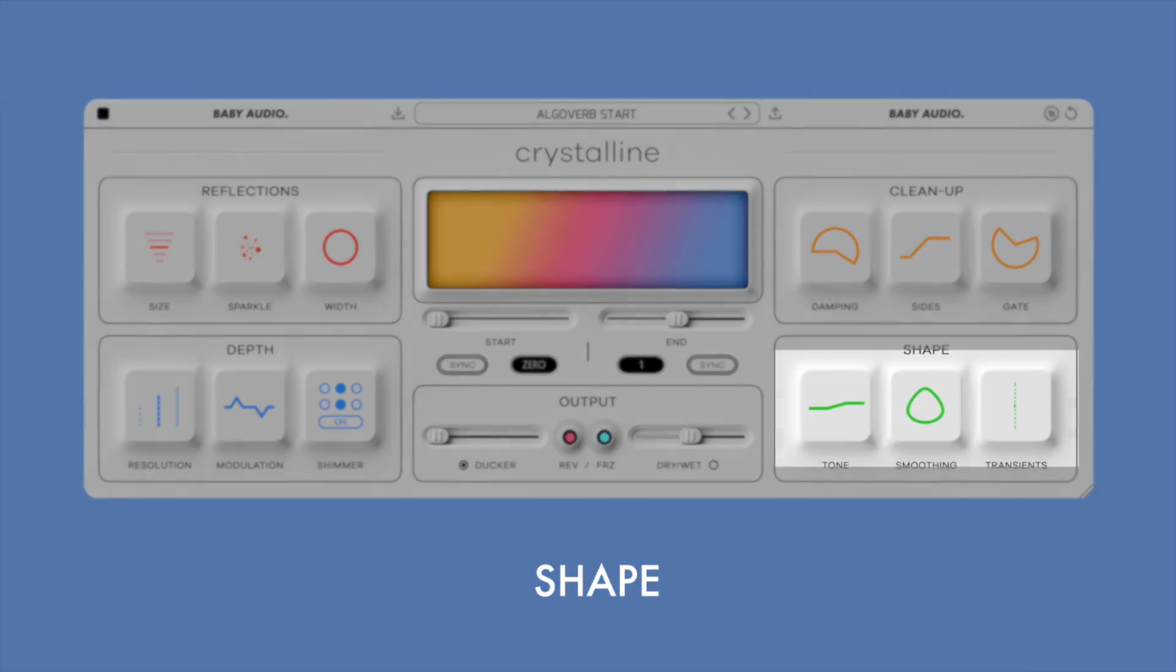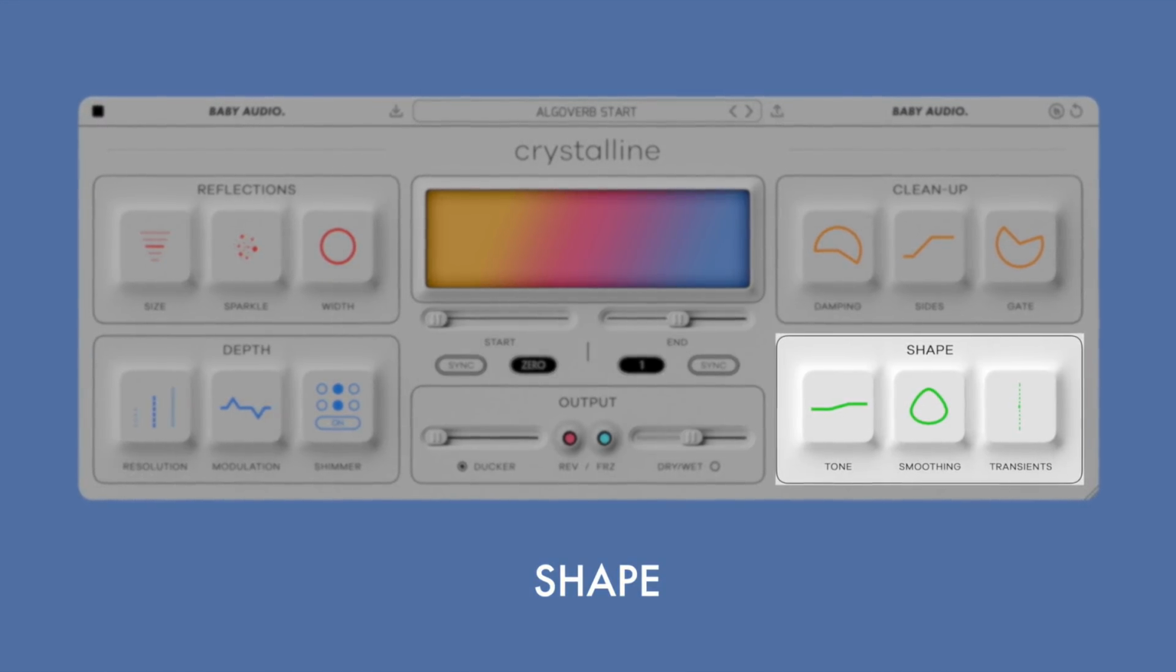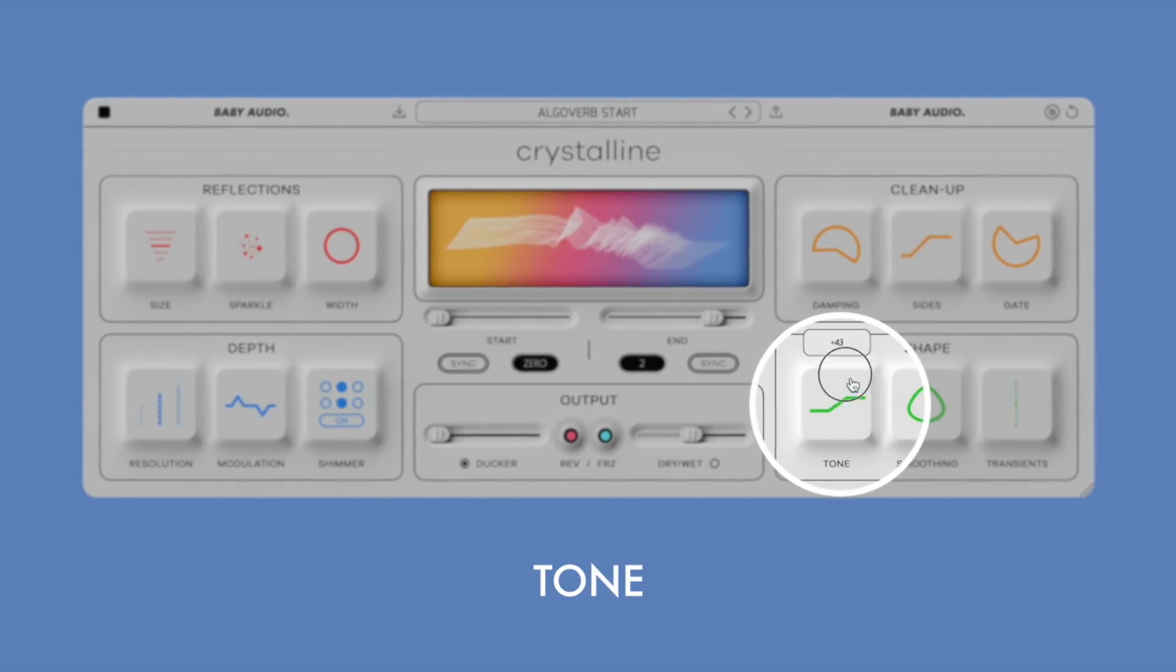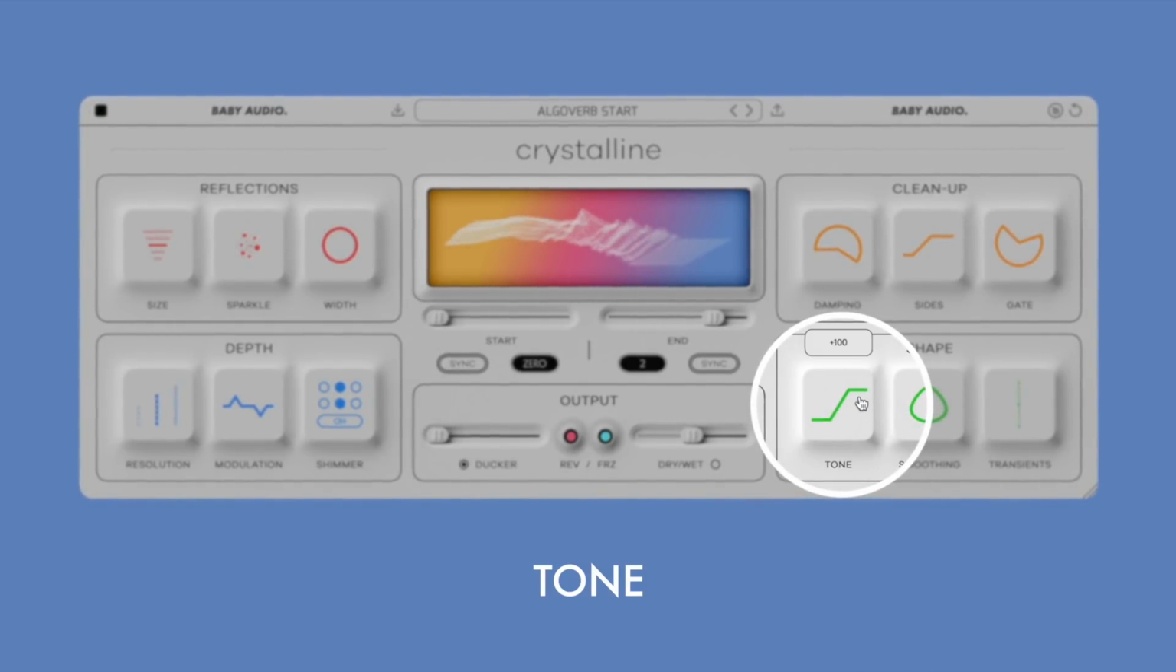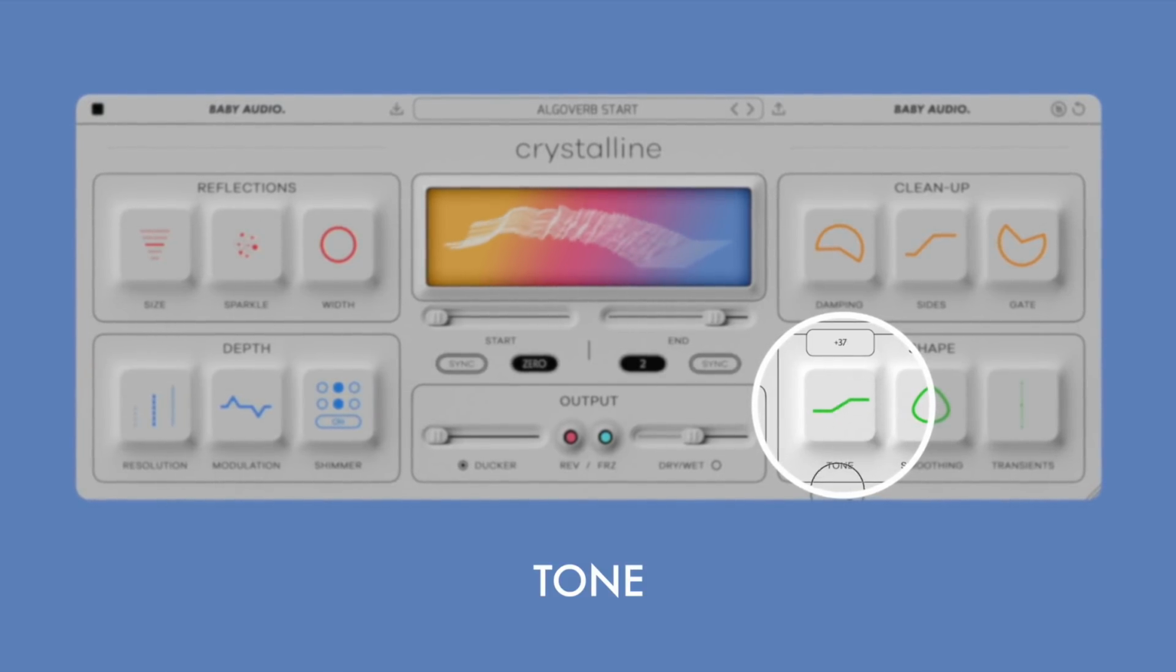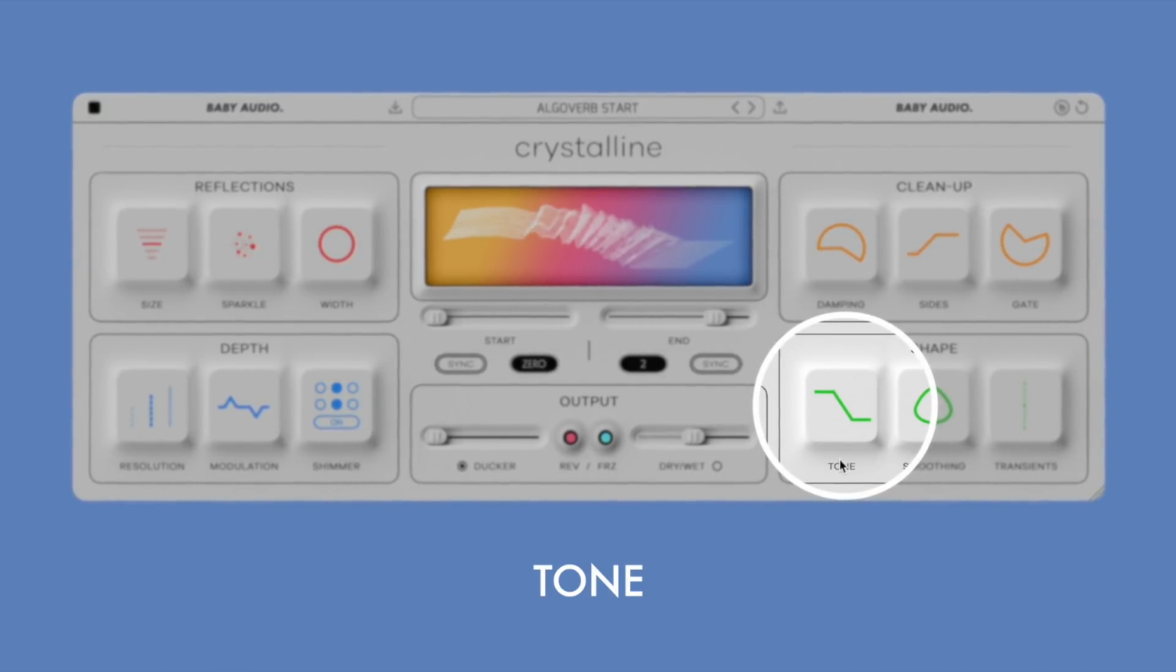The fourth and final section is shape, and it contains 3 tools to take care of the timbre or sound of the reverb. Tone is a tilt-shift EQ that is placed behind the reverb algorithm. Turn it up for a brighter, crisper tone. Or down for a warmer, rounder sound.